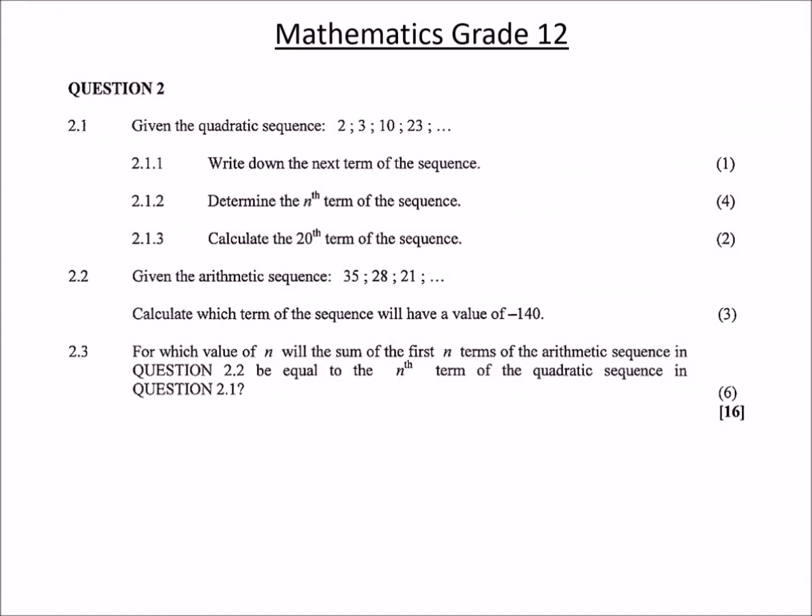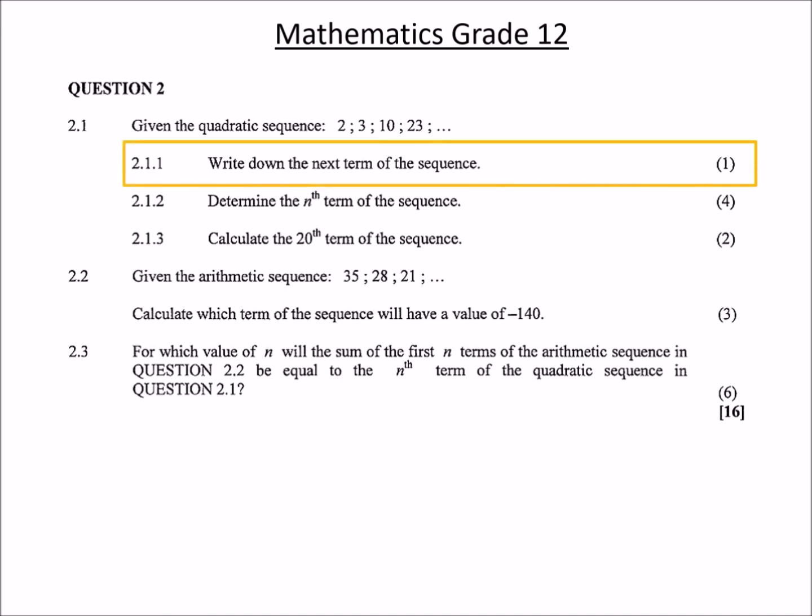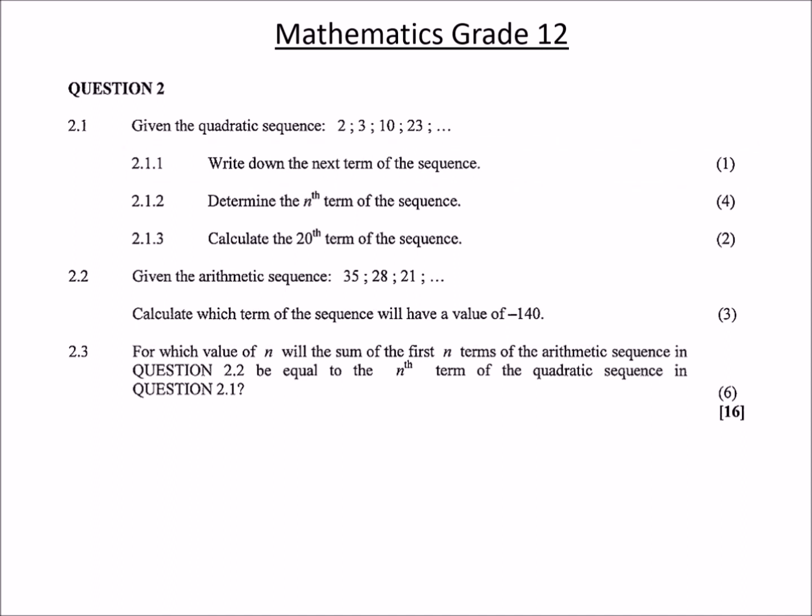Now let's do question 2. For 2.1, we have to answer 3 questions based on the given quadratic sequence. Starting with 2.1.1. The question says, write down the next term of the sequence. This is just for 1 mark, so you can just write the final answer. But we know that the second difference is 6, so to get the next term, we will have to add the last term by 19. So 23 plus 19 will give us 42. And that is the answer.